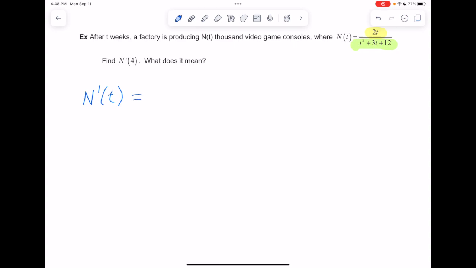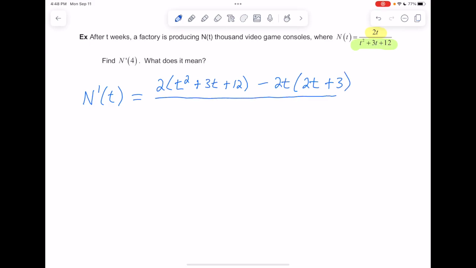So we'd start off with the derivative of the numerator, which would be 2, times the denominator left alone. So t squared plus 3t plus 12. Then you would subtract the numerator left alone times the derivative of the denominator. So that would be 2t plus 3 using the power rule on that piece. And then all of that would be over the denominator squared. So t squared plus 3t plus 12 all squared. So there's N prime of t. Could we simplify that? Sure.